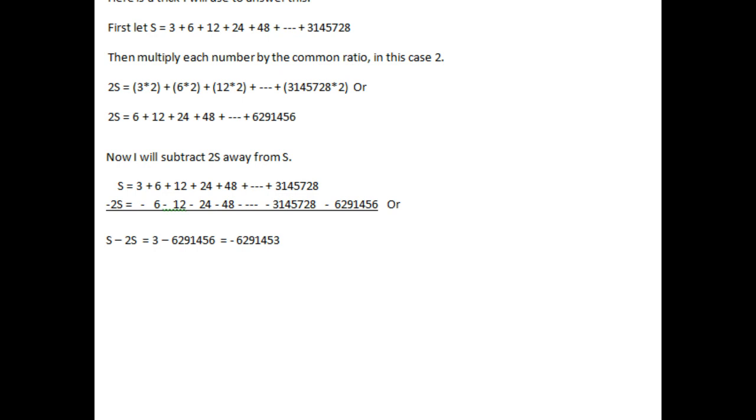Hey, look what happens. In the first series, I have a 6. In the second series, I have a negative 6. In the first series, I have a 12. In the second series, I have a negative 12. And so on down the line. So I've got a bunch of zeros I'm adding there. What's left behind? From the first series, the first term, 3, is there. And from the second series, negative 6,291,456 is there.